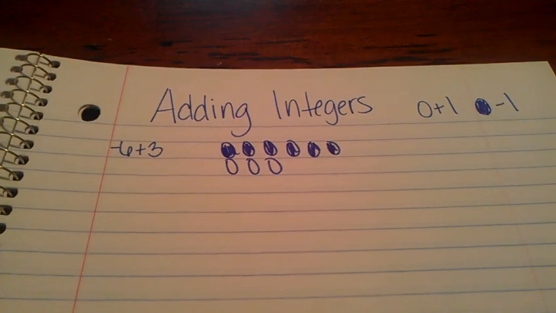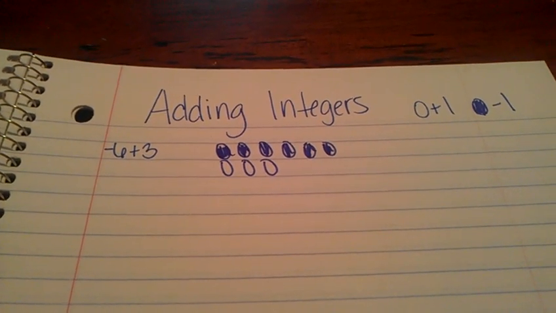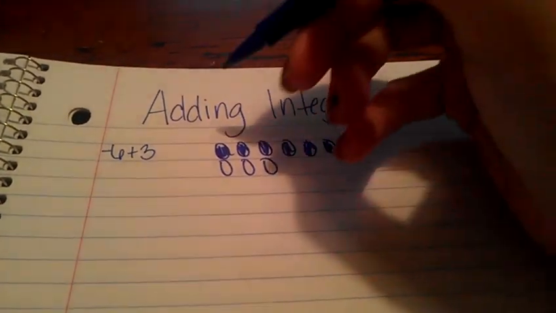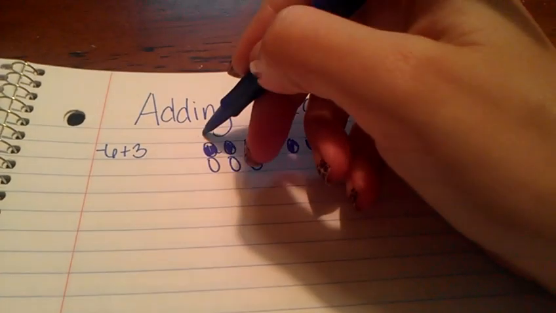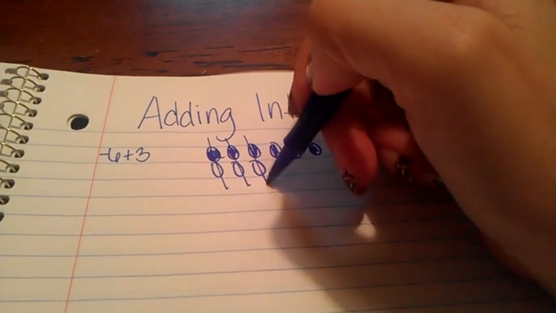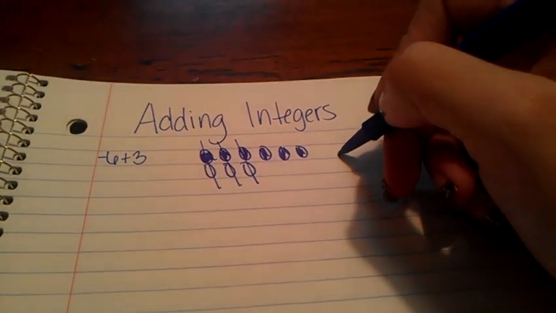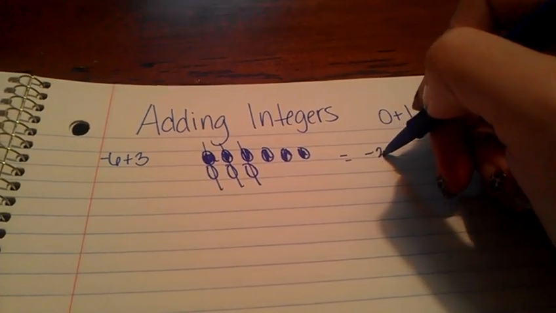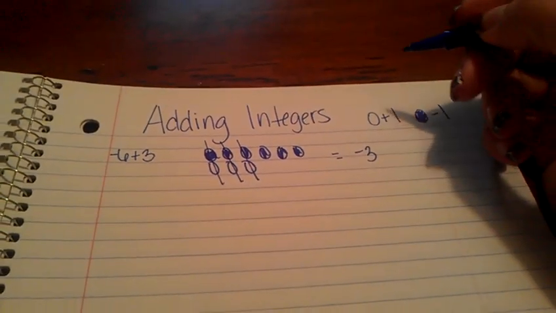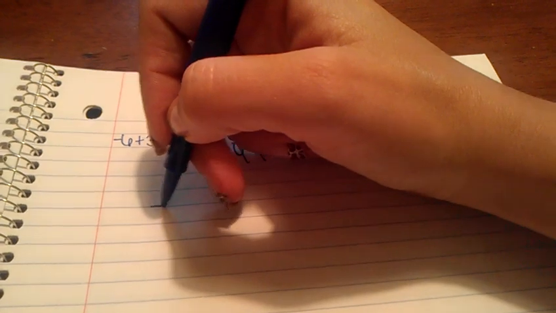Okay. In placing these chips, I have created 3 zero pairs. As we have discussed before, a zero pair has no value and they can be removed. So what is left? -3. There's the chip method. Here's my number line.